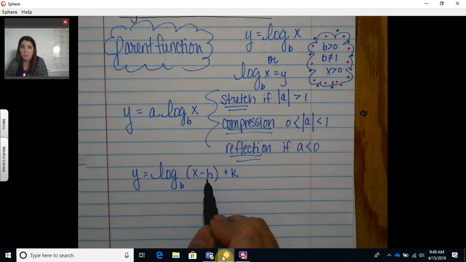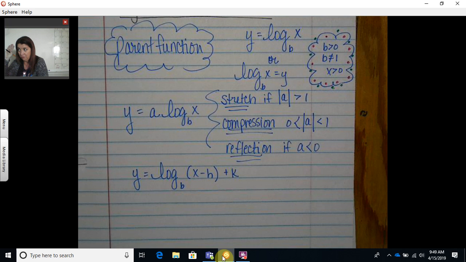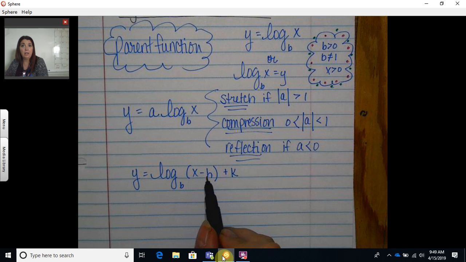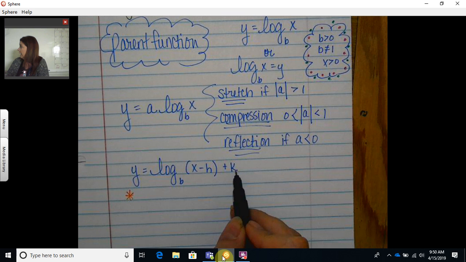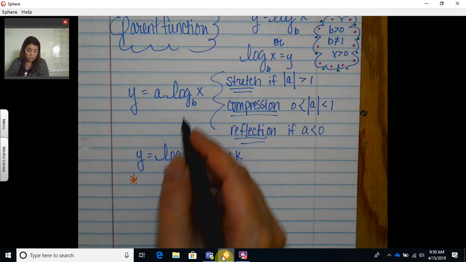So you have to remember, if this says log base 2 of x minus 4, that means your vertical asymptote is going to be at x equals positive 4. So if this was x plus 2, your vertical asymptote is going to be at x equals negative 2. Okay? This is a k. So h tells you where the vertical asymptote will be.